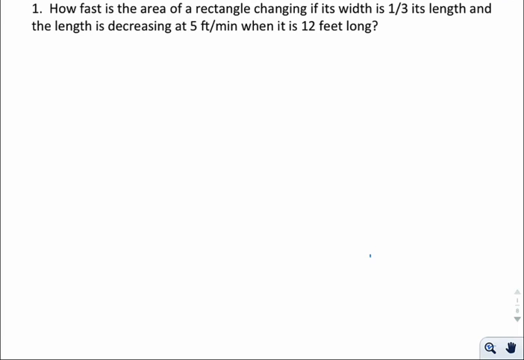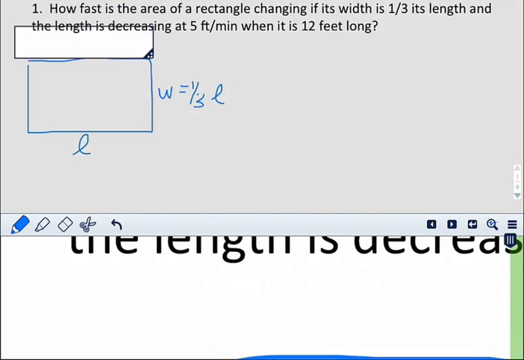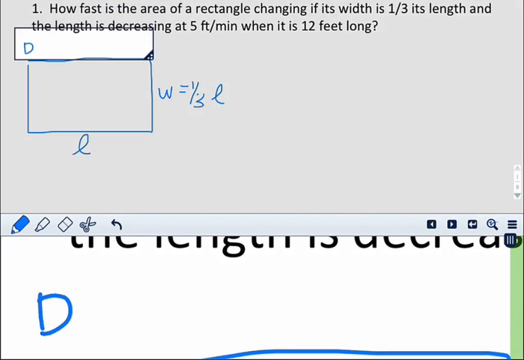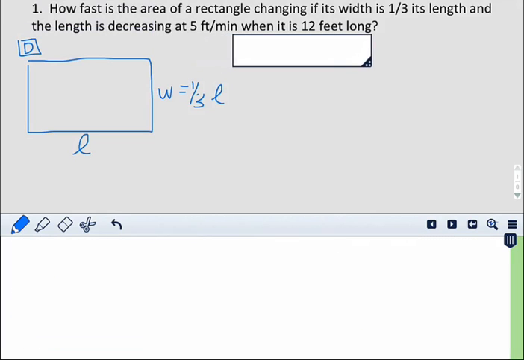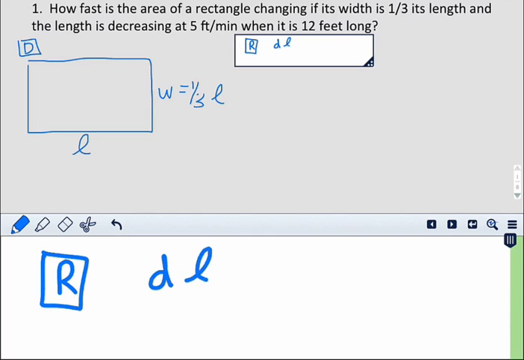Now let's go ahead and draw our diagram here. So we have a rectangle and here's its length, and we know that the width is 1/3 its length. Okay, so if we're using our DREADS, here is our diagram. Now we need our rates. So we know that the length is decreasing, so that's going to be dL over dt, and it's decreasing at 5 feet per minute, so that's -5.